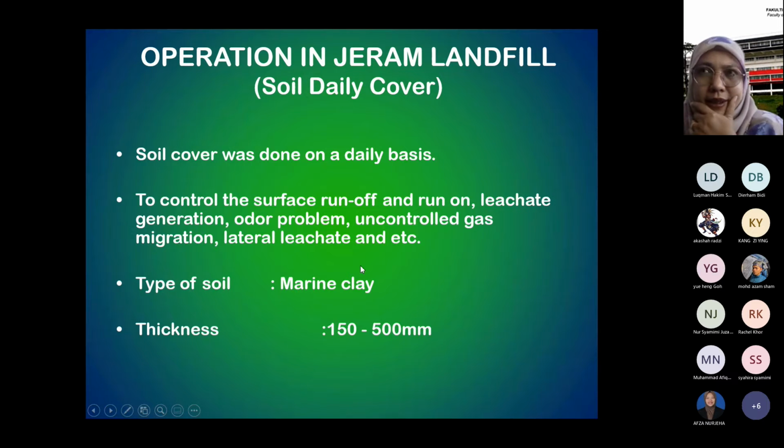And also, because they are next to Klang, it's in Klang, they are near the ocean. So their soil is a marine clay. And normally they are using it as cover material with a thickness of around 150 to 500 millimeter.